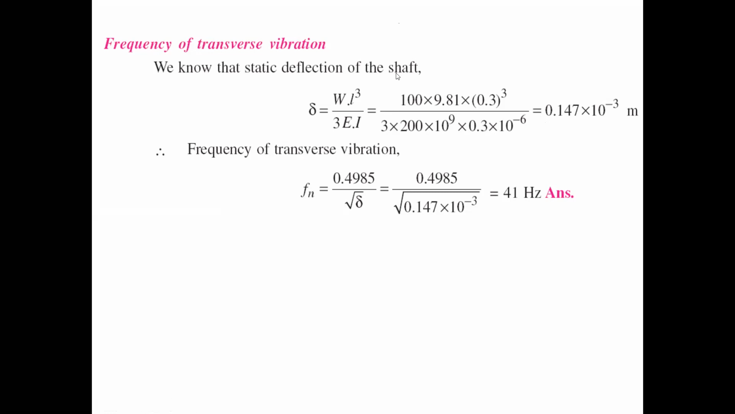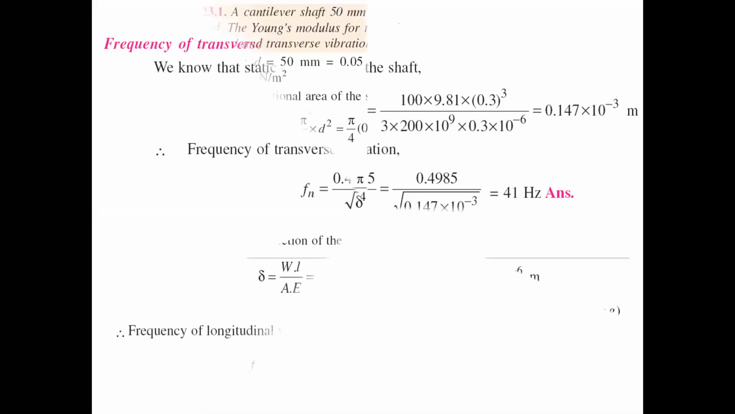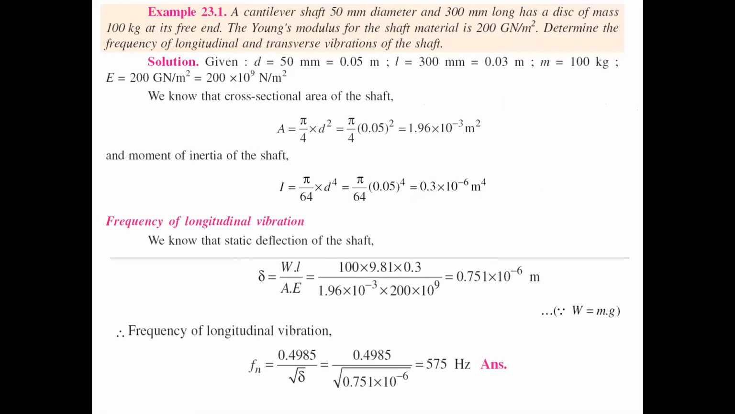Now that value is substituted in our frequency formula, which is 0.4985 by root delta. So 0.4985 by square root of 0.147 into 10 power minus 3. When we make the calculation, we simply get 41 hertz. So that is the natural frequency of transverse vibration, and before that was the frequency of longitudinal vibration. So those two are calculated in this problem. Just observe that.